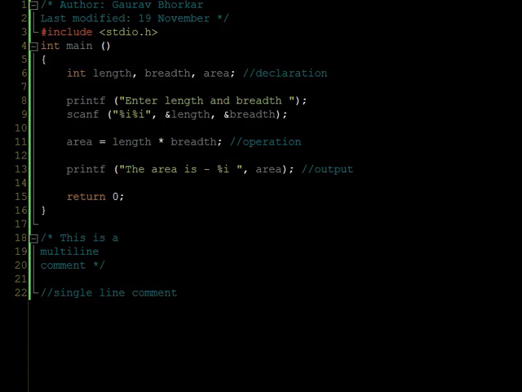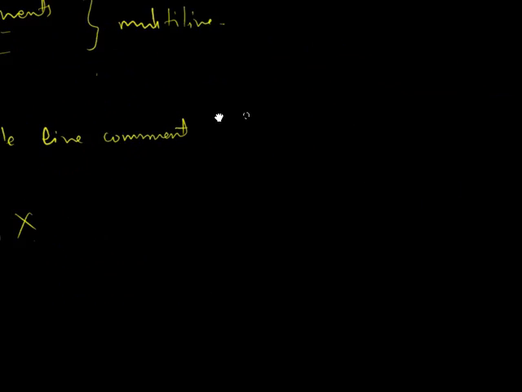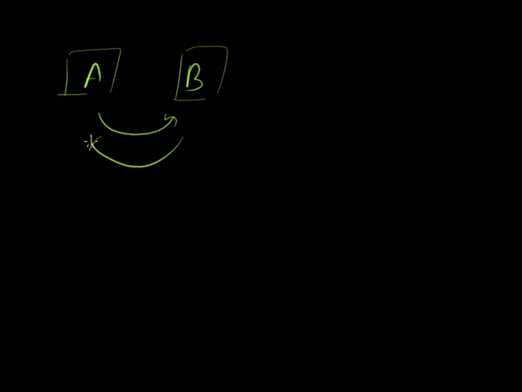Now let us write another program. The problem specification says that we have two variables, A and B, and you have to exchange their values, right? So our program is exchanging values, exchanging variable values.